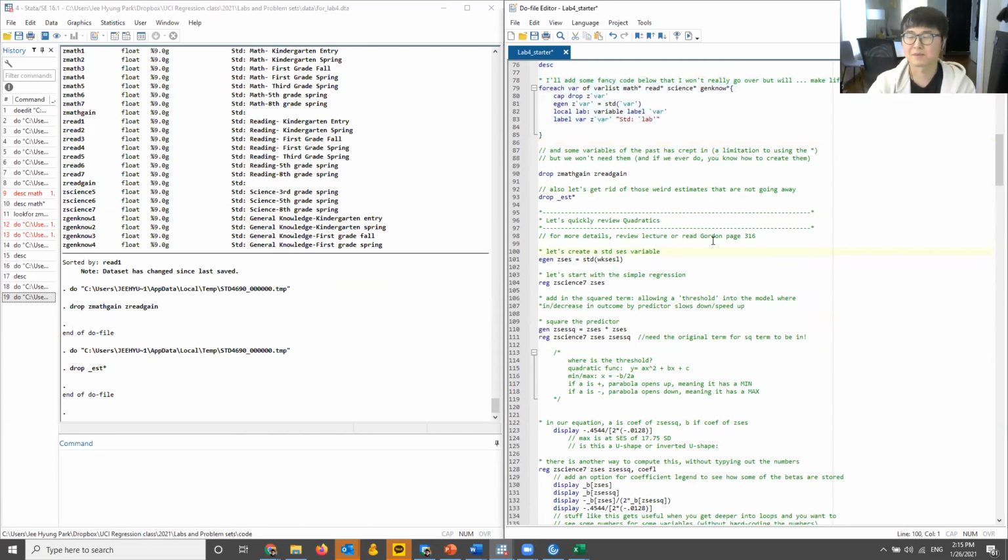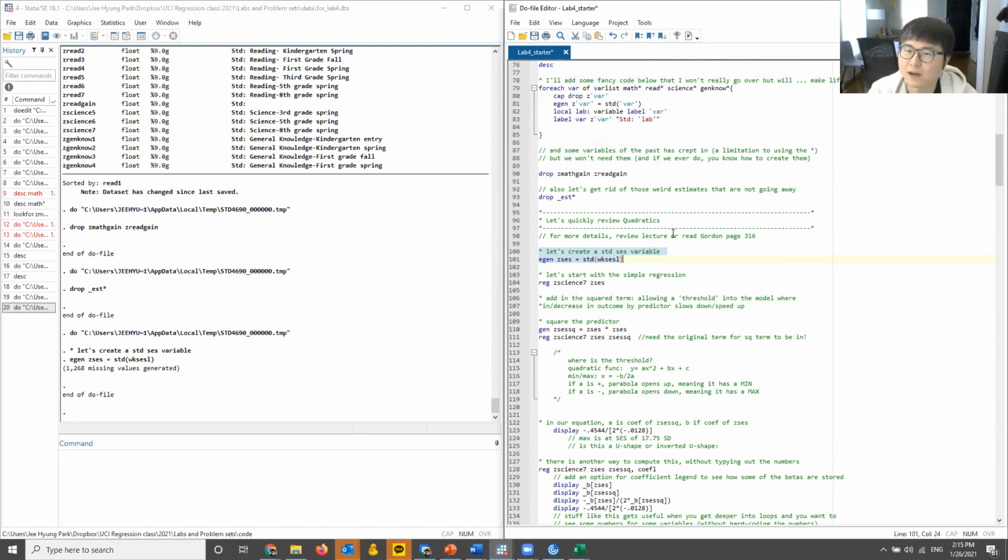Okay, I'm going to quickly review quadratics. You have done this twice now for homework and for a lecture, but it's useful to look at how to do it in Stata. And you are going to solve the exact same problem that you had to do for Greg through Stata, so it shouldn't be hard. For now, I'll create a standardized version of SES. I'm going to use that as my predictor.